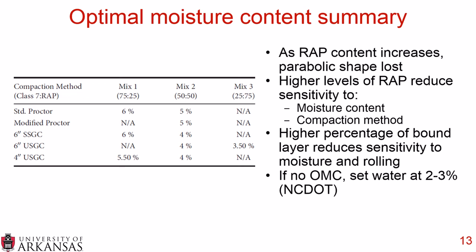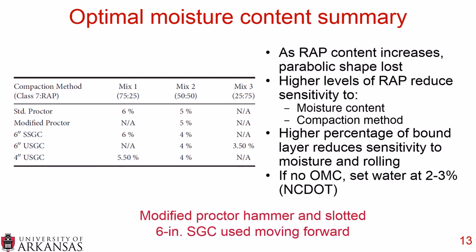And if there was no optimal moisture content, we followed the North Carolina DOT specifications and set the water at 2 to 3%. Now also based on the data here on the left and the curves, we decided moving forward we were only going to pursue the modified Proctor hammer and the slotted 6-inch Superpave Gyratory compactor. And of course there's many more details in the paper, but this is how we decided to move forward.